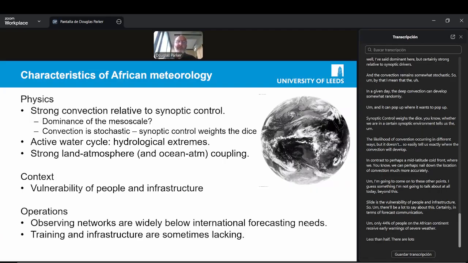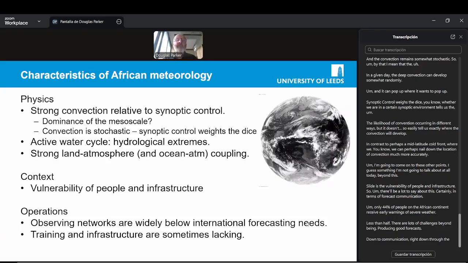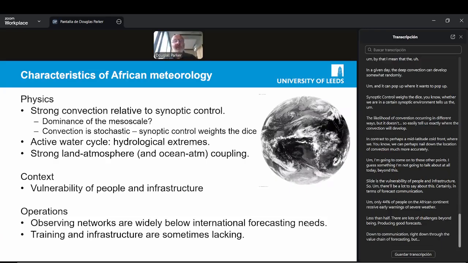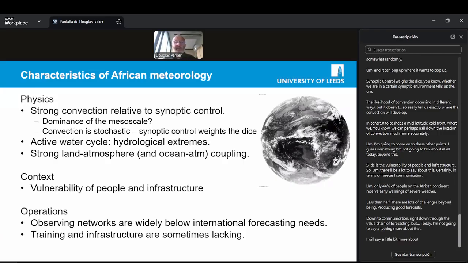There are lots of challenges beyond producing good forecasts, down to communication, right down through the value chain of forecasting. But today, I'm not going to say anything more about that. I will say a little bit more about observations, so I'll come back to those a bit later.